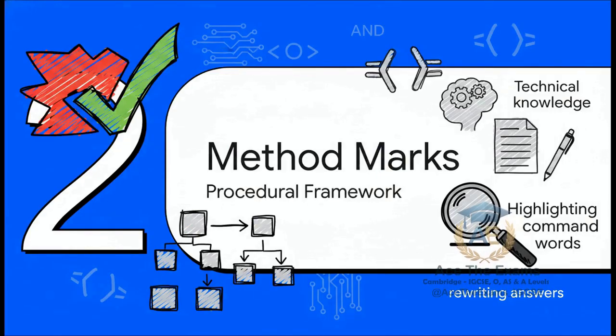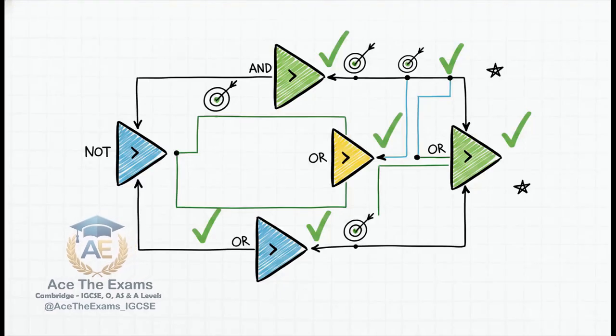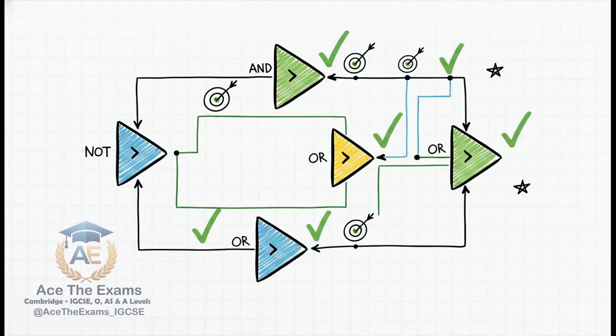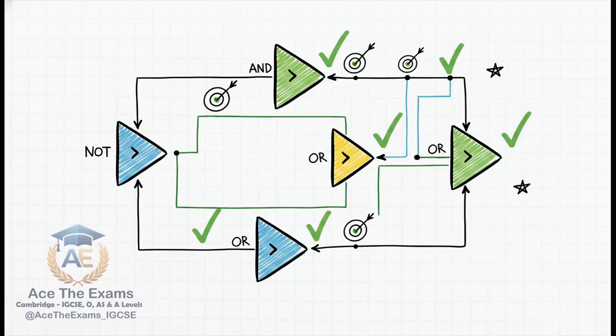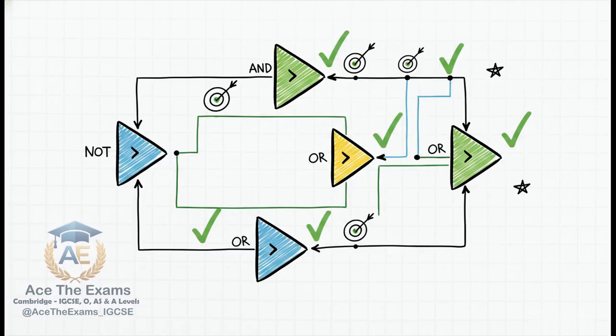Section 2, Mastering Method Marks. Next, let's move to our procedural framework and look at how examiners actually award the points on the page. So, the absolutely crucial point here, the thing that separates an A from a C, is that you must show your clear working. Because examiners heavily reward the process itself.